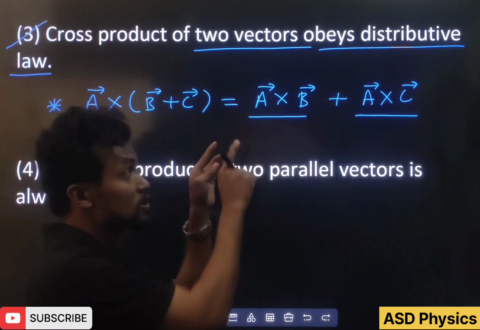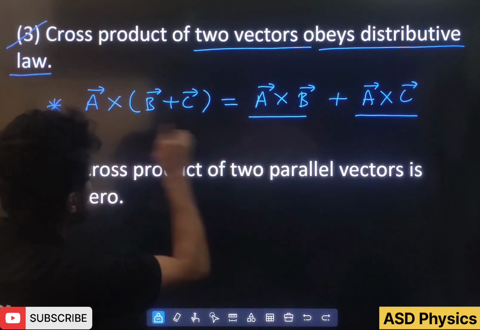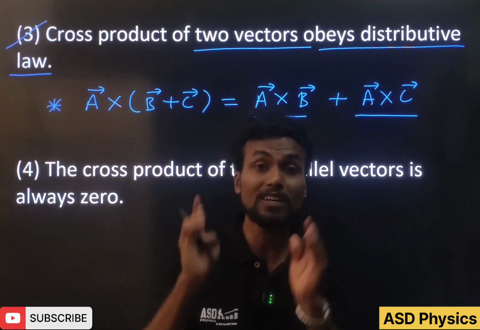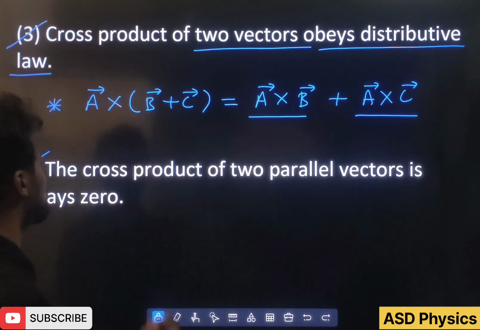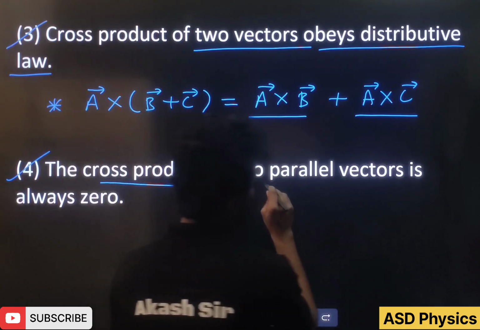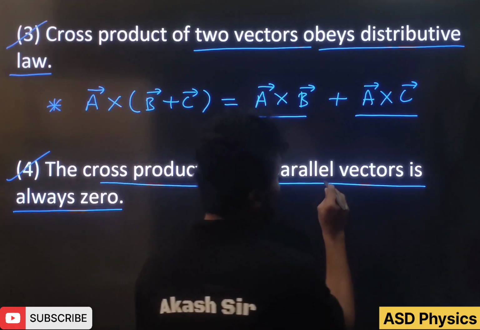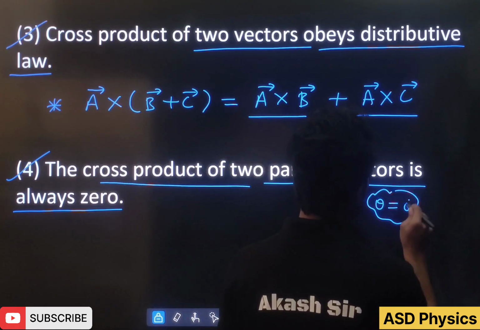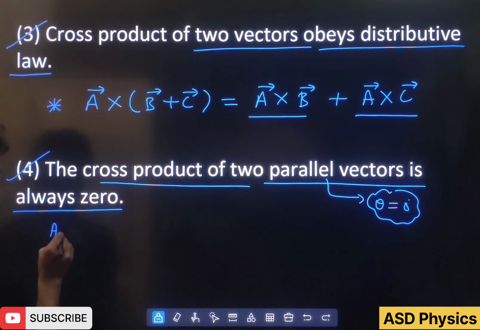Remember that in A cross B we can't write B cross A, and in A cross C we can't write C cross A. Directly we have to multiply: A cross B plus A cross C. That means they are following the distributive law. Okay, great. Now see, fourth one: the cross product of two parallel vectors is always 0. What is the meaning of parallel vectors? Parallel vectors means they make how much angle? They make an angle of 0 degrees. Okay, so we can write here, we know very well what we know.